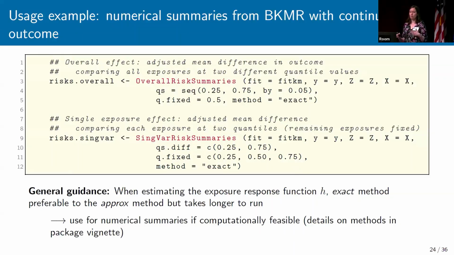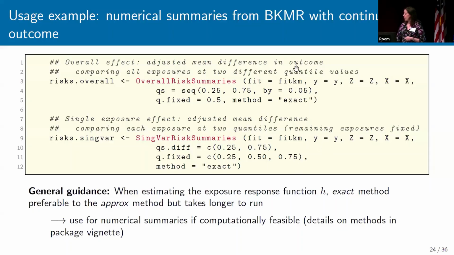So beyond getting visual plots of the exposure response function H, you can also obtain numerical summaries from BKMR. And so this code is illustrating it from our continuous outcome example. And Marianthi already showed some plots illustrating some of these exposure effects. So we can estimate overall effects. And so what we do is we're estimating the adjusted mean difference in the outcome, comparing when all of the exposures are at a high level versus when all the exposures are at a low level. And you can vary what you mean by high and what you mean by low.